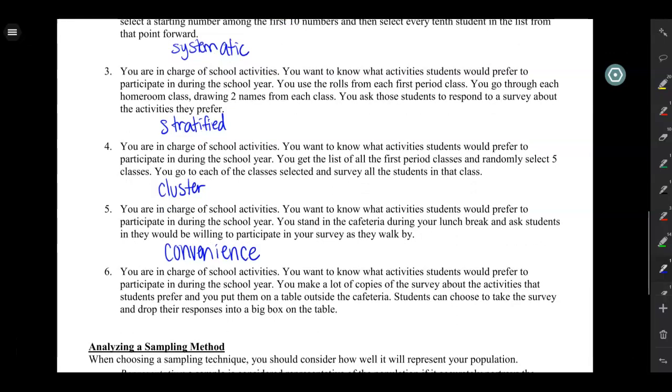Okay, the next one is you make a lot of copies of the survey about the activities and put them on a table outside the cafeteria. And students can choose to take the survey and drop the responses into a big box on the table. This is also a convenience sample. One reason I know this is a convenience sample is because you're not asking anyone specific to take your survey. You're just saying, hey, anyone that wants to respond, anyone that's interested in this, go ahead and do the survey. So whenever you're not specifically targeting a person or an individual, that's going to be a convenience sample.